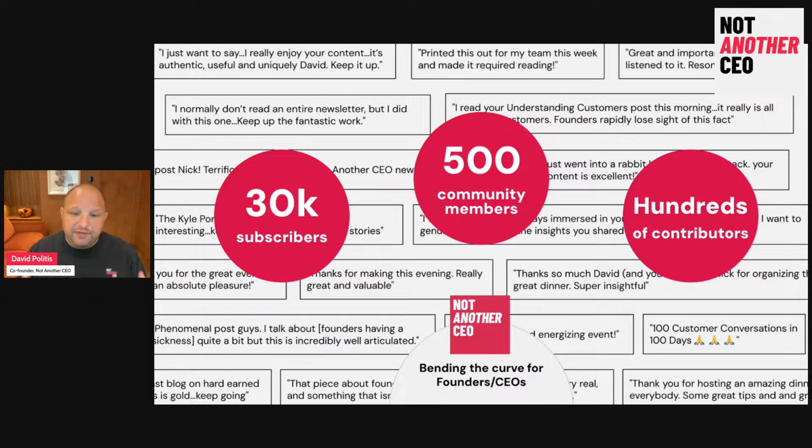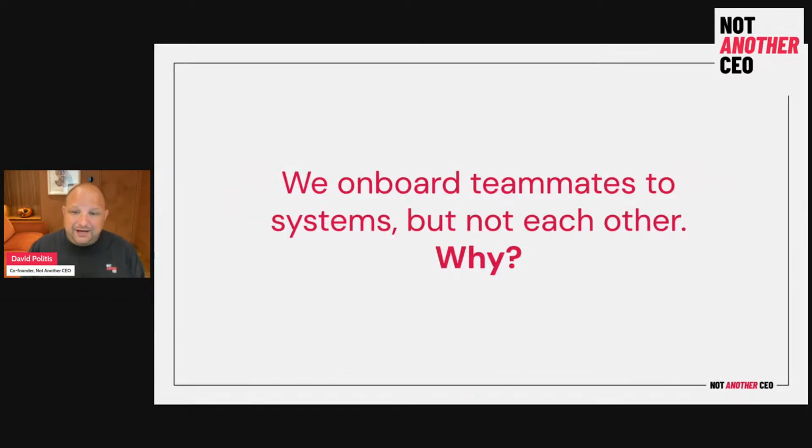One of the exercises, one of the tricks, if you will, in the playbooks is the user manual. When you think about a user manual and you think about your team, whether it's a couple people or hundreds or thousands of people, we onboard our teammates to systems, to applications, to whatever the tools are. We have all this onboarding that is done to the company, but we don't actually onboard people to each other.